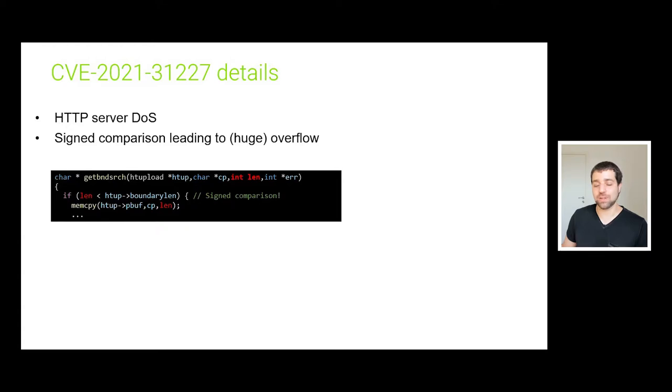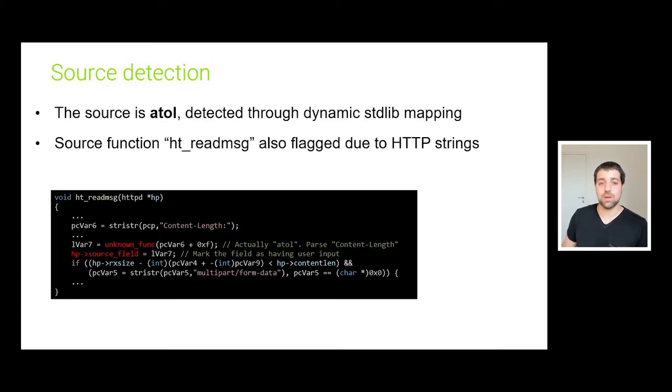So let's see the steps of finding these automatically. So first of all, source detection. The source in this case is A2L, and actually it was detected using the dynamic STD lib mapping that I talked about, the emulation. So basically here we had an unknown function, but actually it's A2L, the emulation engine ran on it, saw that it's A2L. And what it does in context of the code is parse content length. So you give it the buffer right after content length, it parses it, and then you get the content length in LVAR7, and then LVAR7 is written to this struct.